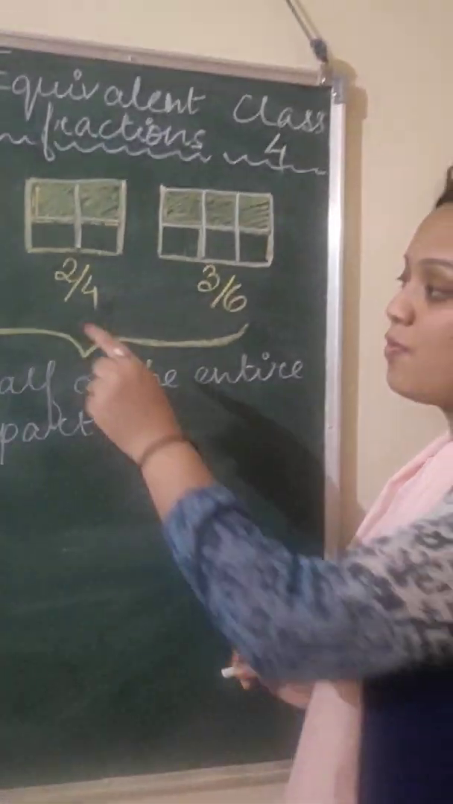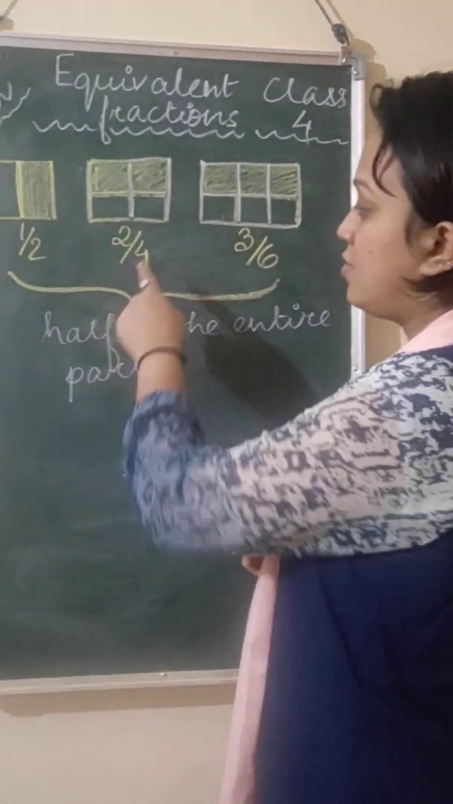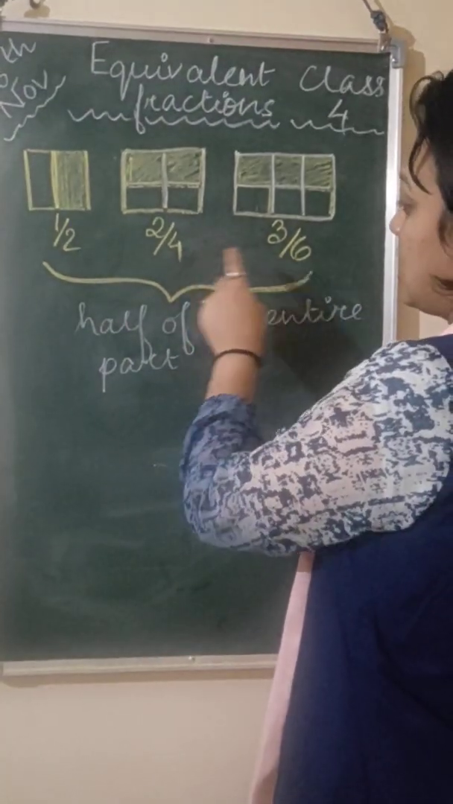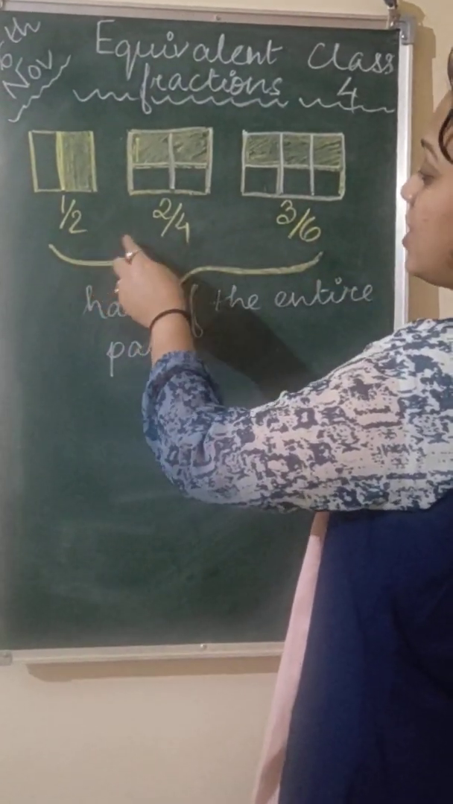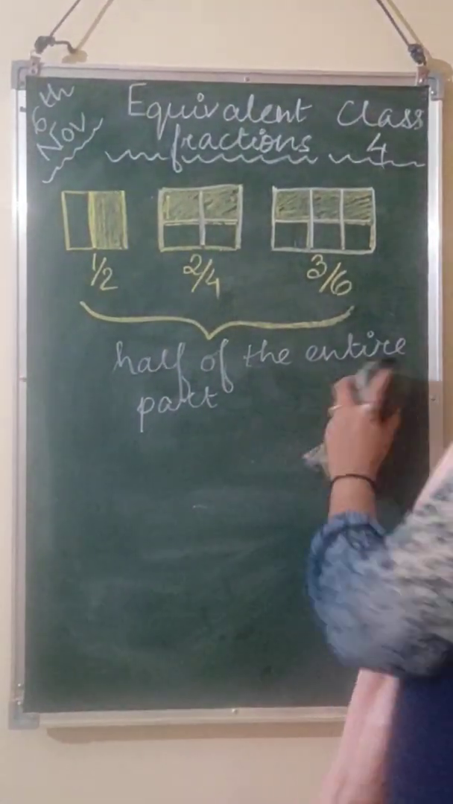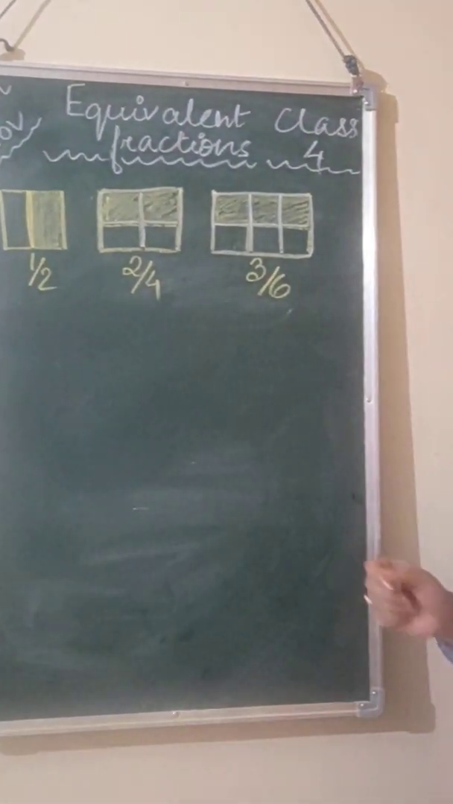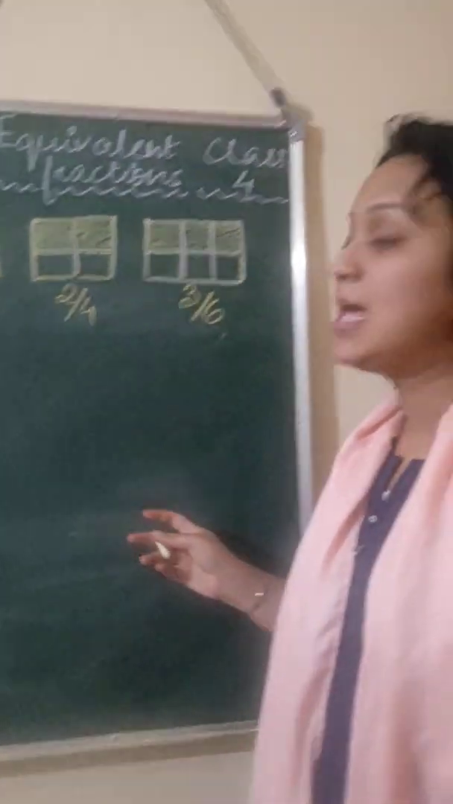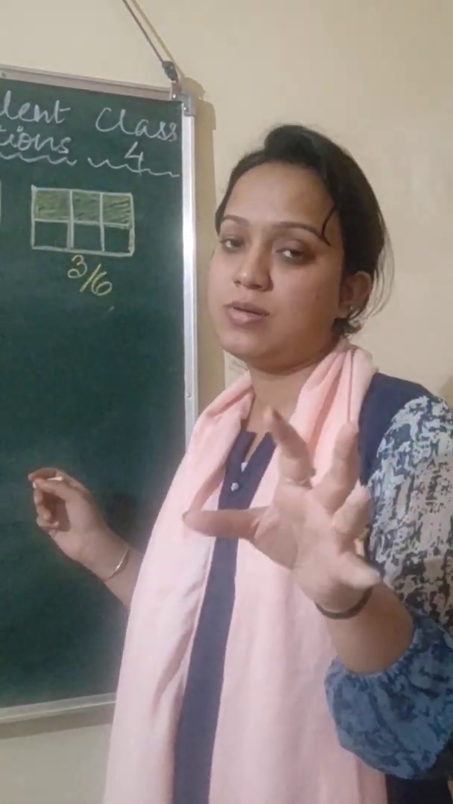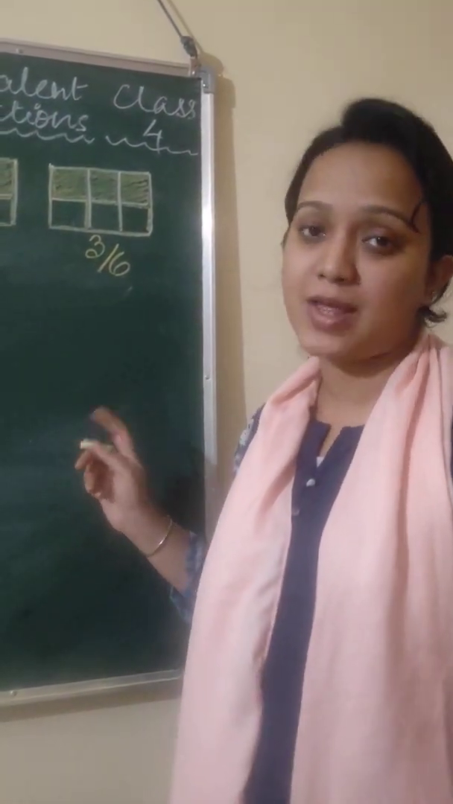Now, when you look at these fractions, only these, 1 by 2, 2 by 4, 3 by 6, you will know that these three are equivalent fractions, okay? Why these are equivalent fractions, I am going to tell you now. An equivalent fraction is nothing but a fraction that represents the same part of a whole. The fractions that represent the same part of a whole are called equivalent fractions.